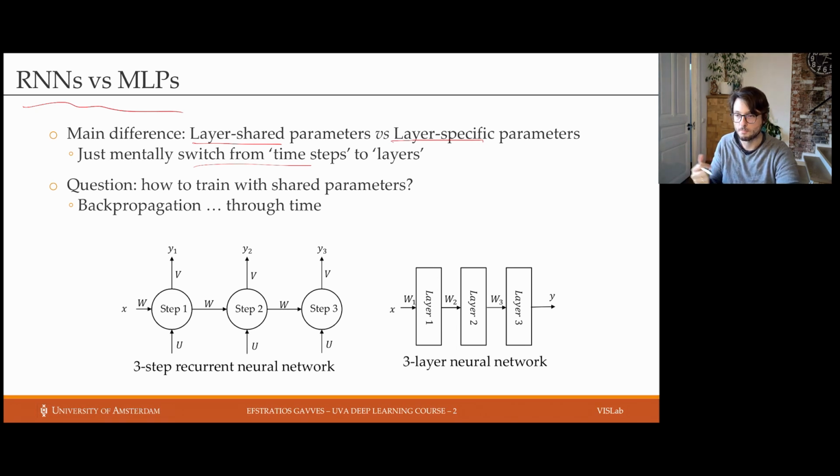You just need to switch your mind from going from time steps to going to layers. Of course, recurrent networks have potentially infinite time steps, as we saw, but this is not important regarding the actual architecture of the neural network. So regarding the two architectures, they're very similar. They both comprise, for this three-step or three-layer example, three modules, right? Here and here. They receive some input here.